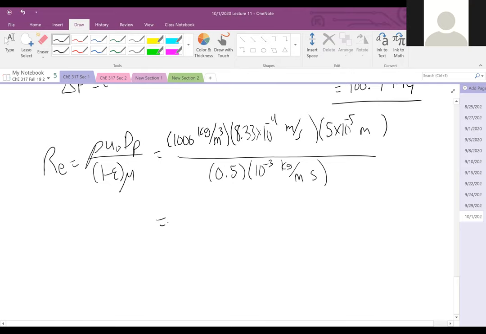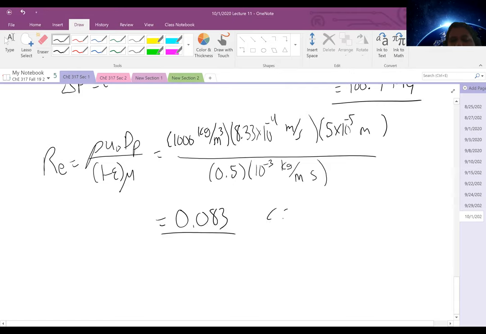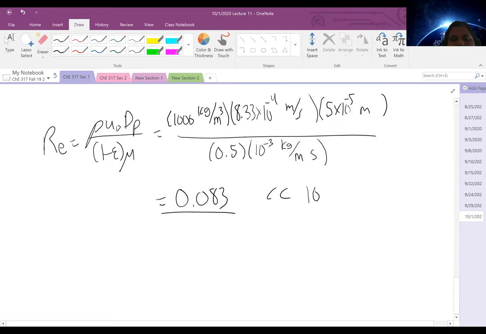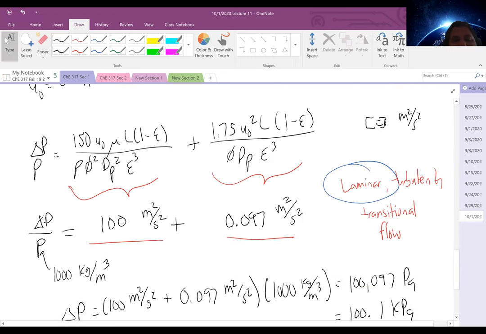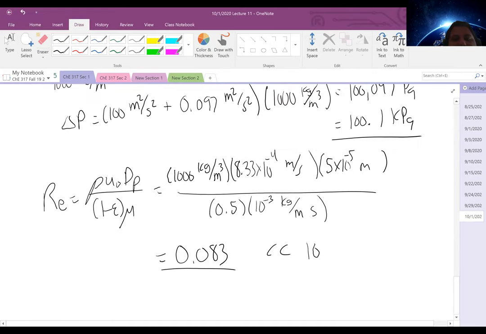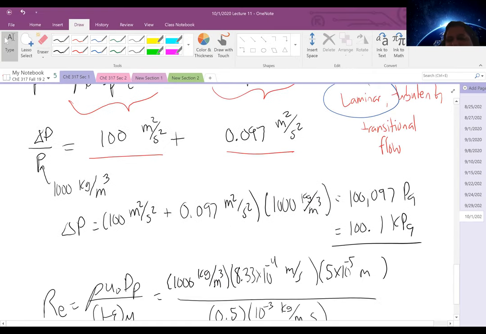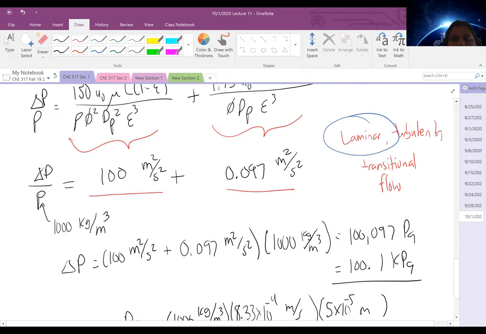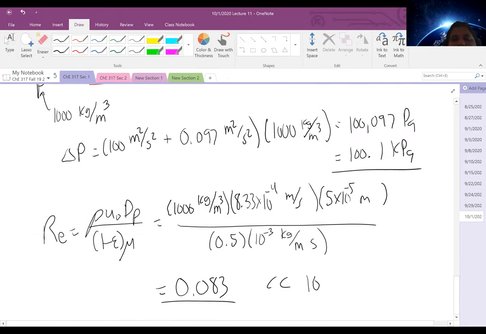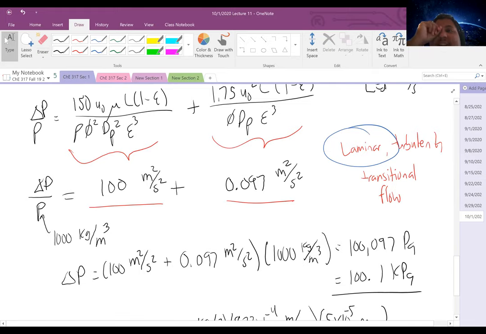I got 0.08, so very small. Yeah, so the Reynolds number is 0.083, which is much less than 10, which means if you wanted, you could simply use the Blake-Kozeny equation, or you can neglect the second term. And as you see, it would be 100 kilopascals versus 100.1 kilopascals, which I would argue is within error. So you can do a Reynolds calculation to figure out if a simplification would be in order, or you can just solve the Ergun equation in full.